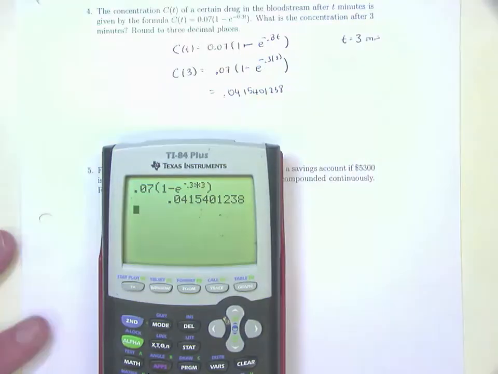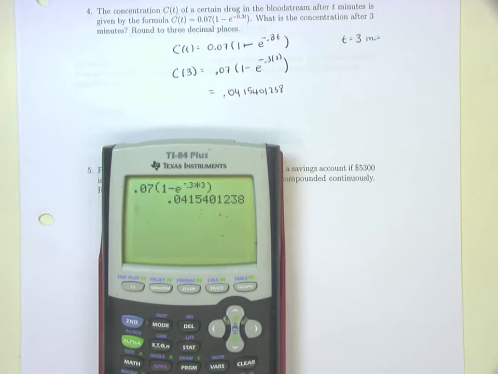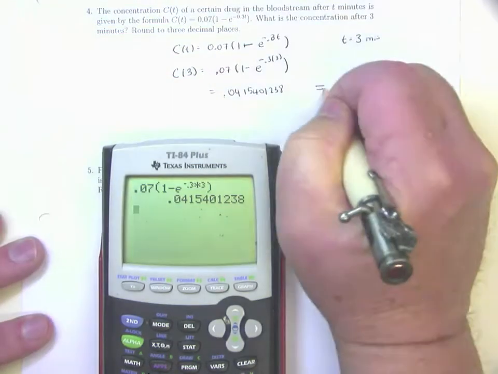0.04154012338. However, because of the way they want the answer, and again, I'm trying to set you guys up for the homework stuff here, how many decimal places did they want it? 3 decimal places. So if I round this answer to my 3 decimal places, what would that be?